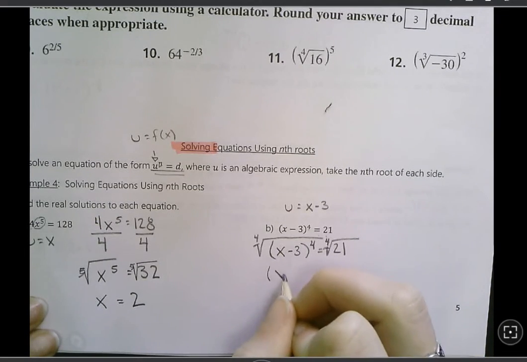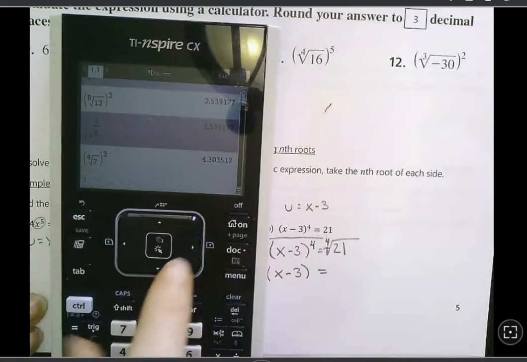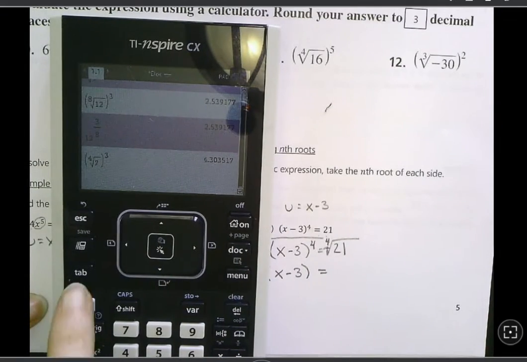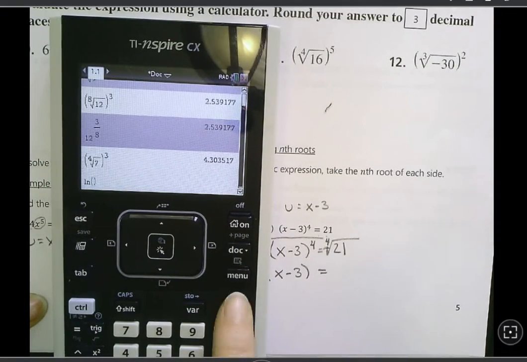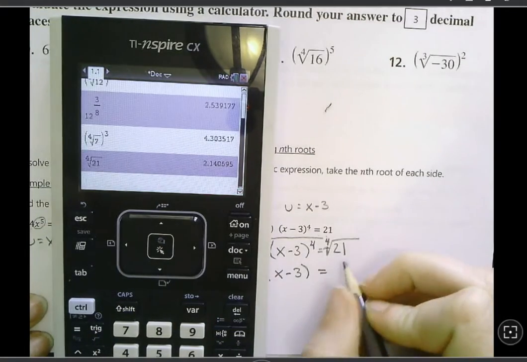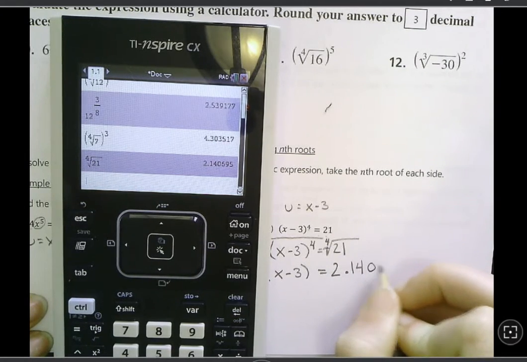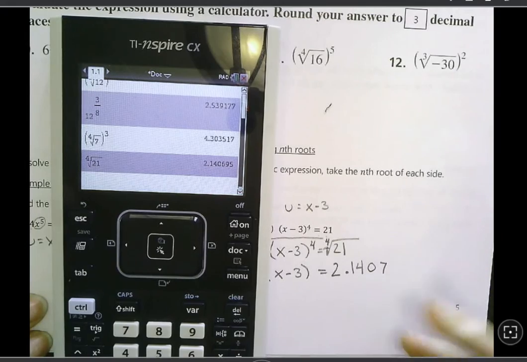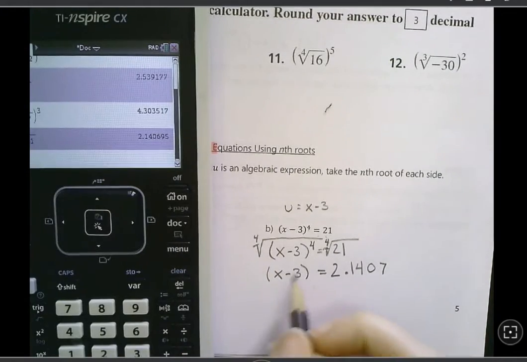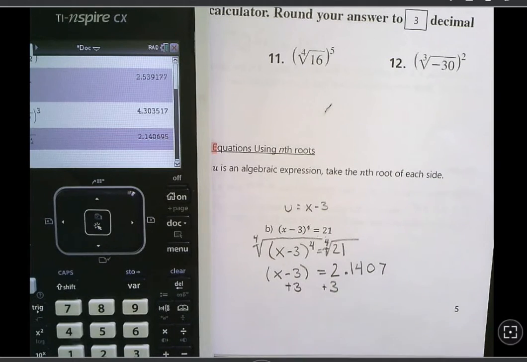So we have our x minus 3 on the left side now, and that's it, equals the 4th root of 21. Well, that's not a nice one. We need to go to our calculators here. So if I want the 4th root of 21, that's going to be a 2.14. I'm just going to go ahead and use 2.1407 because I still need to add and subtract things to it. So I'm going to add that 3 to both sides.